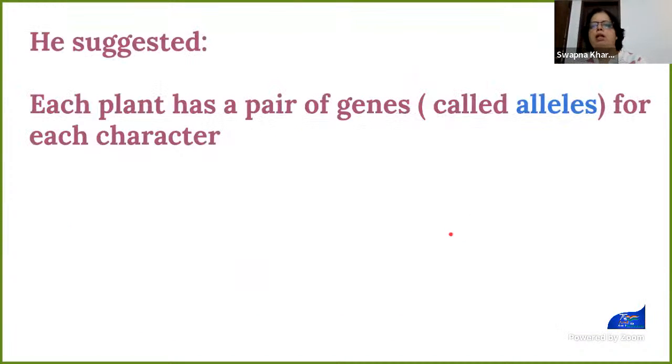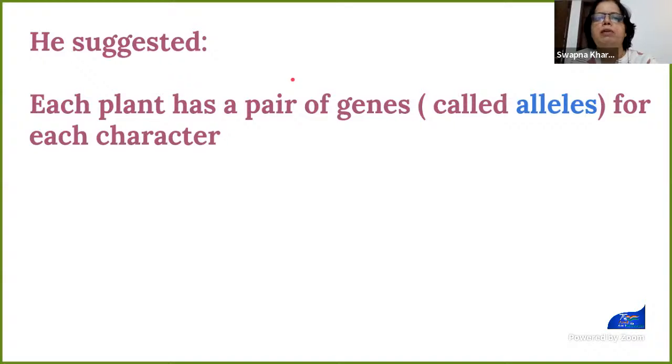Now how many genes does an organism or a plant have? He went further and said each plant must have a pair of genes for each character. This pair, that is, the two genes, we now call alleles, and I will explain what an allele actually is.